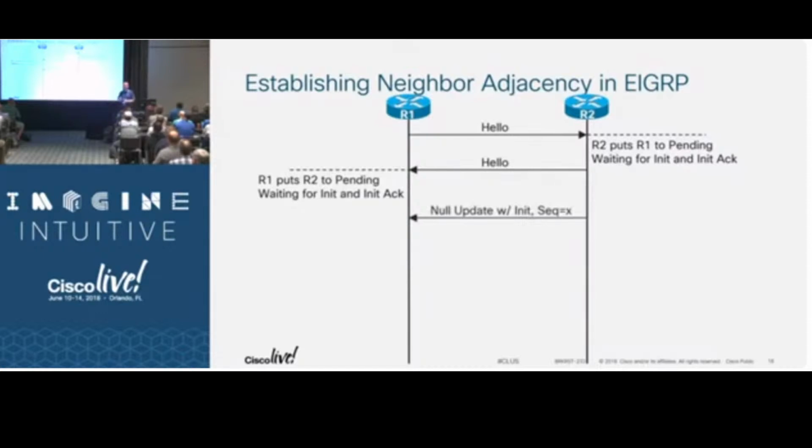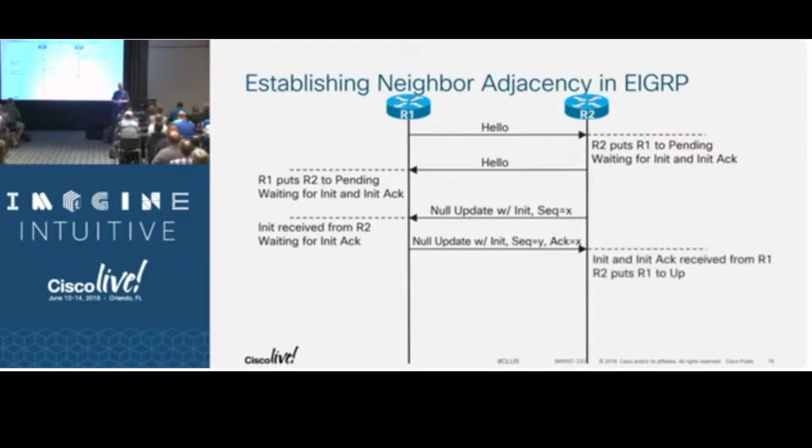And now say R2 starts with this null update. There's no routes here. It's just an empty null update. We have the init flag set here, and R2 tells R1 its sequence number. R1 is partially happy because it already received the init. So what it's going to do is send back its own null update with the init flag set as well, but also includes the acknowledgement for the packet from R2. R2 is now perfectly happy because it both received the null update from R1, which had the init flag set, and that update also contained the acknowledgement for R2's own update.